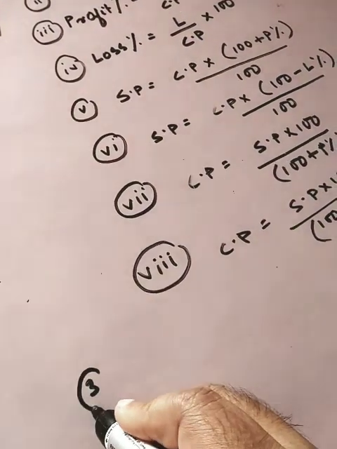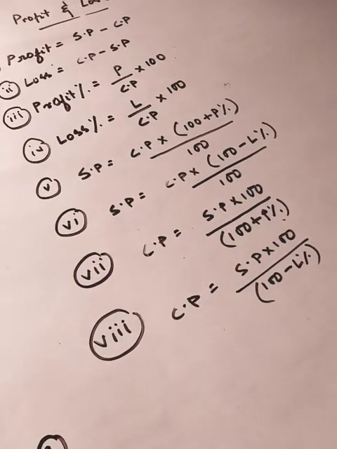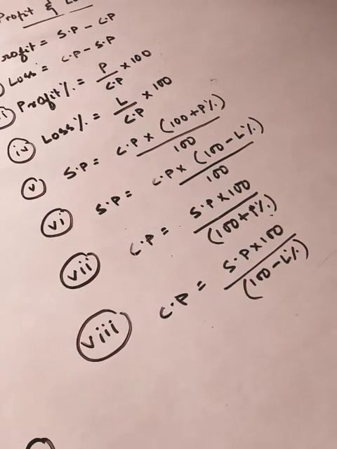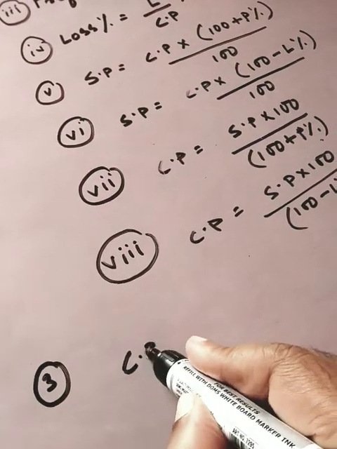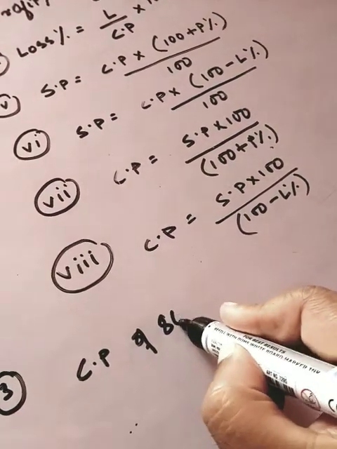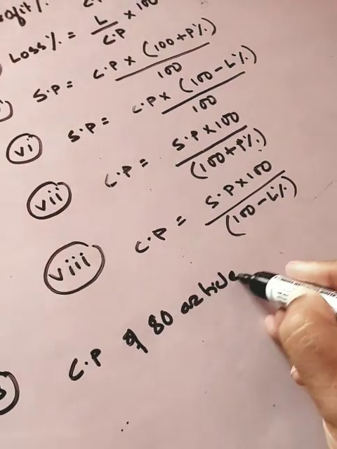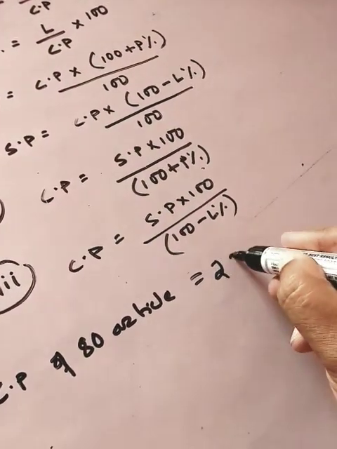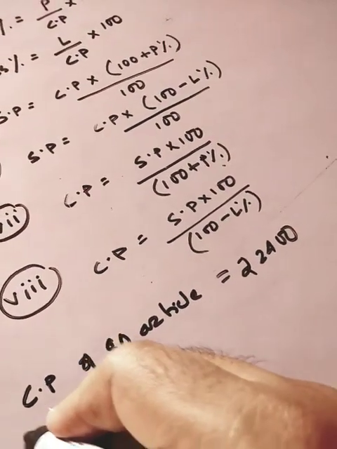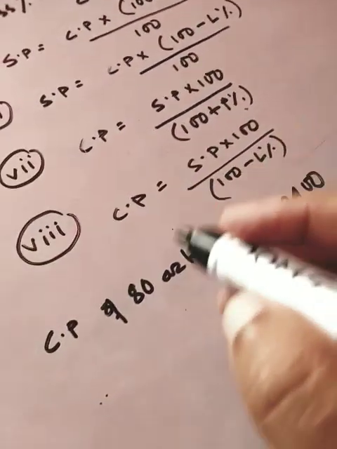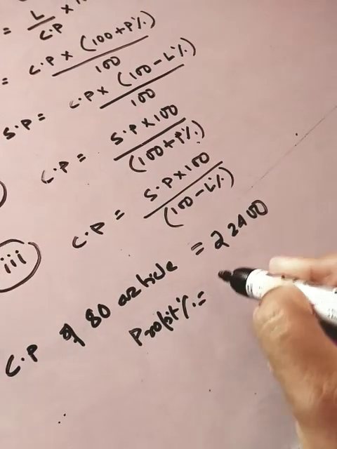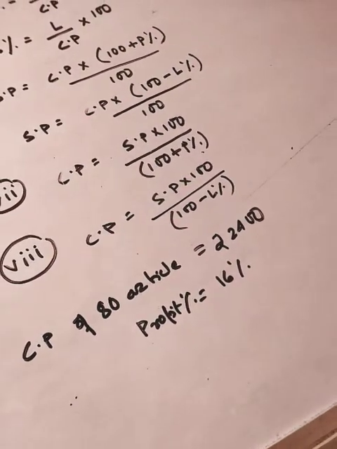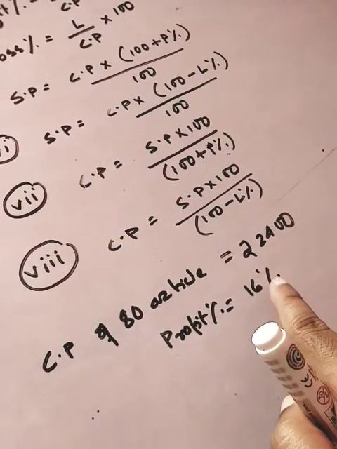See, I will correlate all the formulas with it. Now, according to question number 3, I am reading the question. A shopkeeper buys 80 articles for rupees 2,400. That is bought. Bought means what? CP. CP of 80 articles is given. CP of 80 articles is rupees 2,400. And sell them for a profit of 16%. So profit percent is given, students. It is not profit, but profit percent is given as 16%.